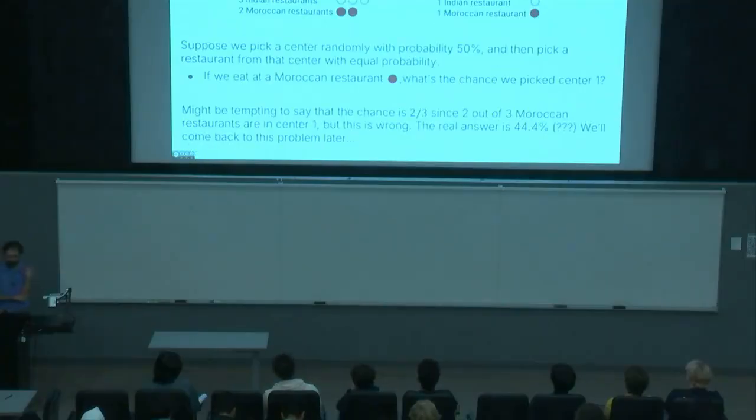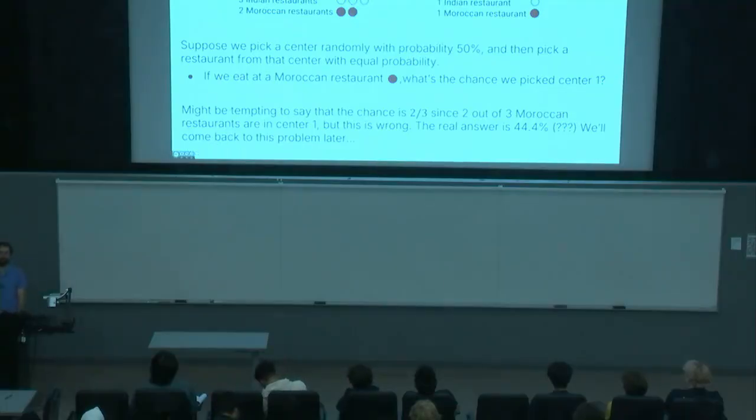I'll give you a bad solution, which is to say, I think it's 2/3, because 2/3 of the Moroccan restaurants are in center 1, right? So if I picked a red one, then probably I went to center 1, because that's where a lot of the red items are. But the real answer, strangely, is 44.4%, 4/9.